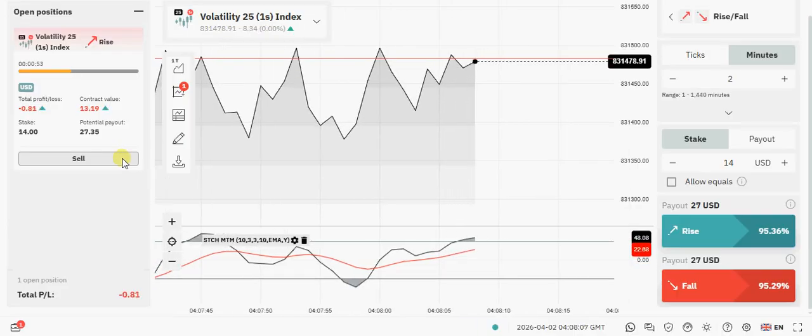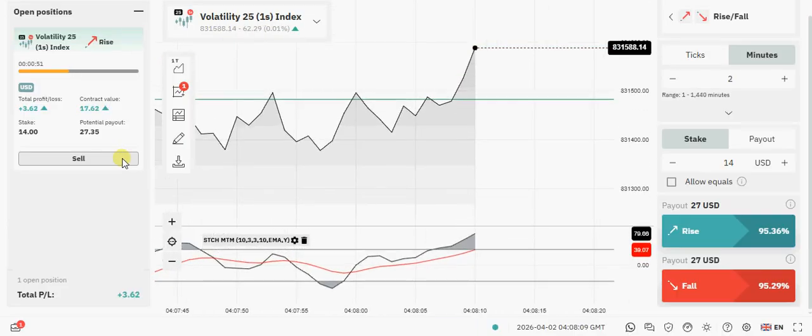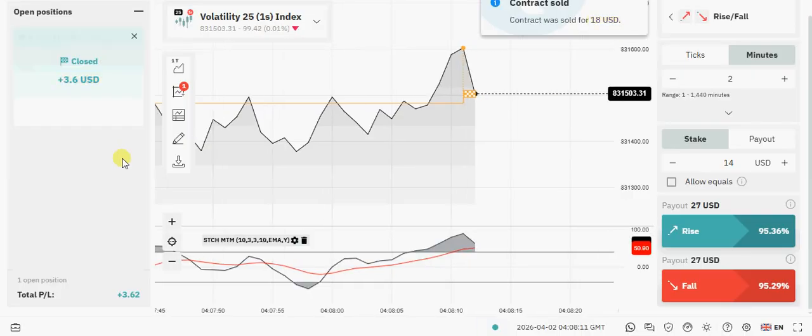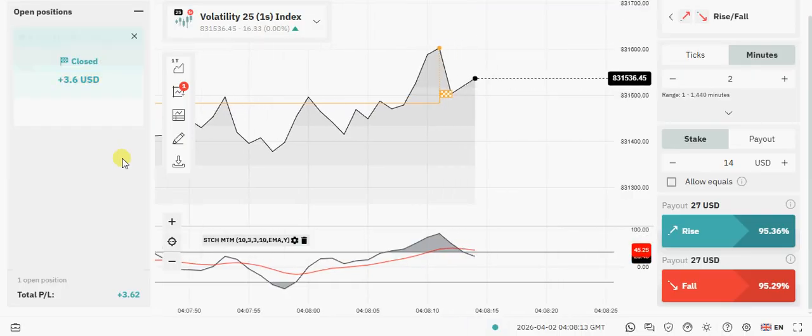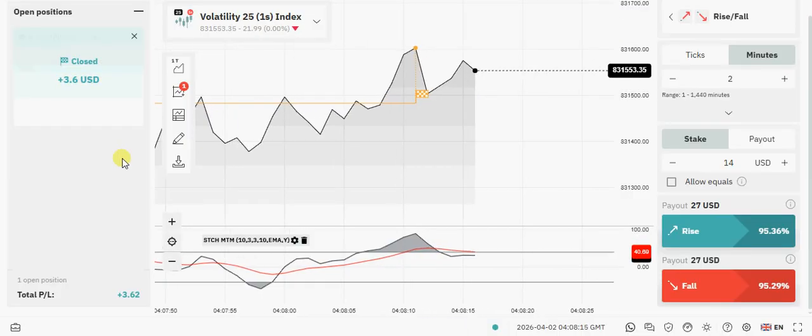So you can see right there, this strategy is 90% guaranteed. If you watch carefully, you can make a lot of money using this strategy. So we're going to stop here.